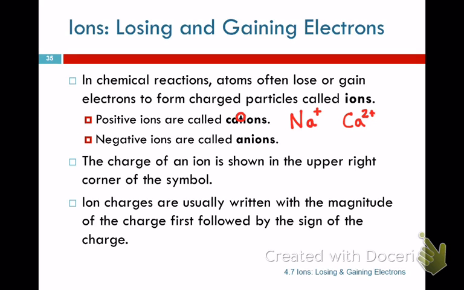Now, fluorine tends to pick up 1 electron. So what's its charge? -1, like this. And phosphorus tends to pick up 3 electrons. So what's its charge going to be? -3. So phosphorus would be P, 3 minus, like that.